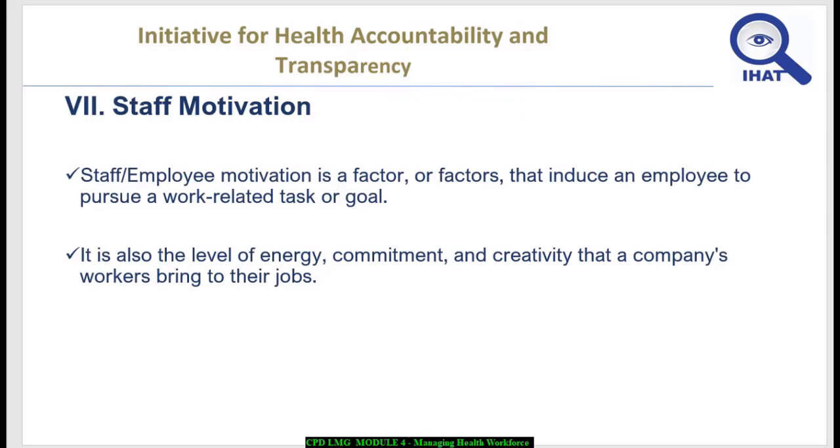Staff motivation is a factor or factors that induce an employee to pursue a work-related task or goal. It is also the level of energy, commitment, and creativity that a company's workers bring to their jobs.